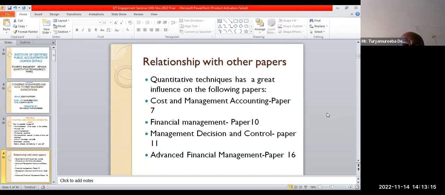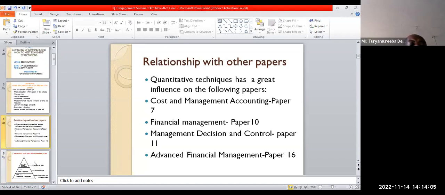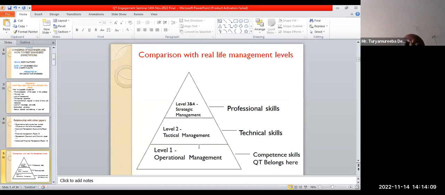Management Decision and Control, Paper 11, particularly will combine cost and management accounting and quantitative techniques. The only difference is that now this paper is on level 2. As we shall see in levels of management, this is tactical management. And therefore, the answering techniques of MDC will be slightly different from those of QT, but the knowledge, skills and competencies required are similar. Advanced Financial Management, Paper 16, is an advanced level of financial management, this time at the strategic level, and therefore it requires quantitative techniques skills. I must tell you that you cannot deceive yourself that you are going to complete this course without application of skills grounded in the quantitative techniques paper.